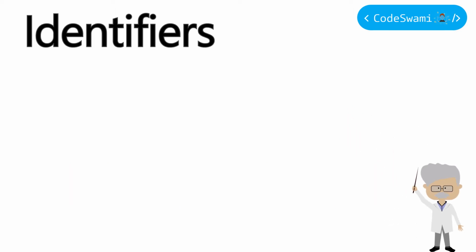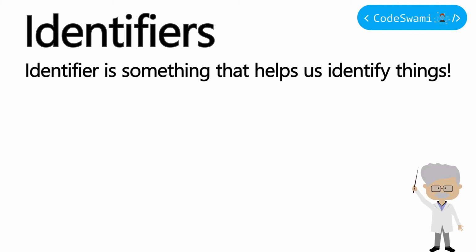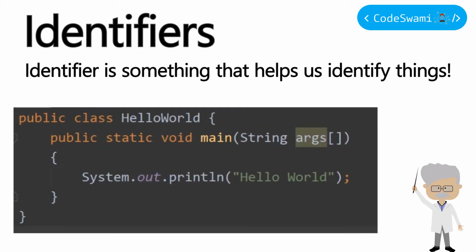Starting with identifiers, you can get the meaning by reading the name carefully enough. An identifier is something that helps us to identify things. Like in the previous video, we named our class HelloWorld. So here, HelloWorld is the identifier. Any name we give to a class, a method, object, or variables is an identifier. And this is pretty much all about identifiers.